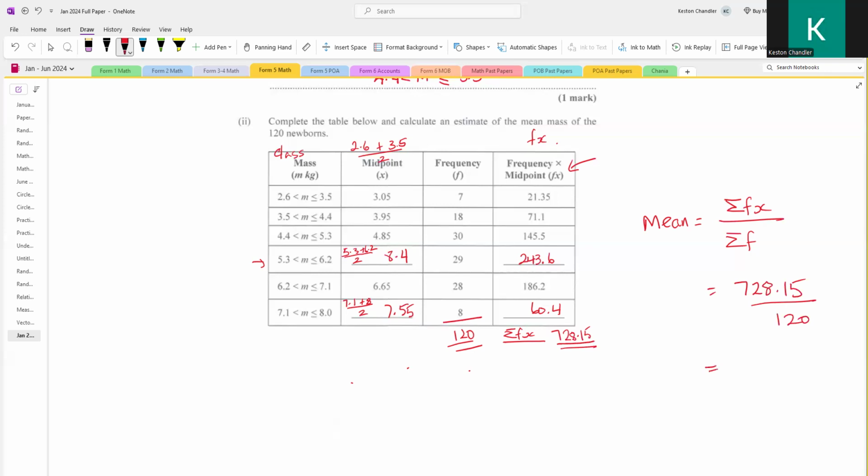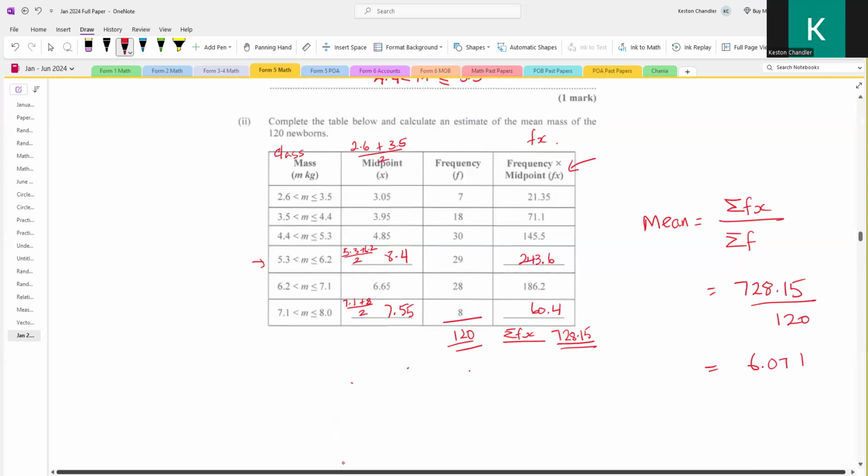So this is why we need this table, because we're not adding up all 120 weights. We cannot, so we're using a guesstimation, if you want to call it that. So this is going to give us 6.07 kgs. So we have estimated the mean mass of the 120 newborn babies.